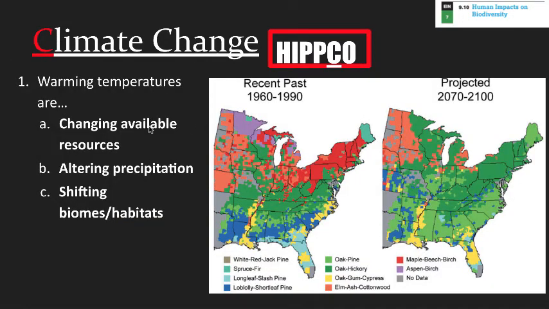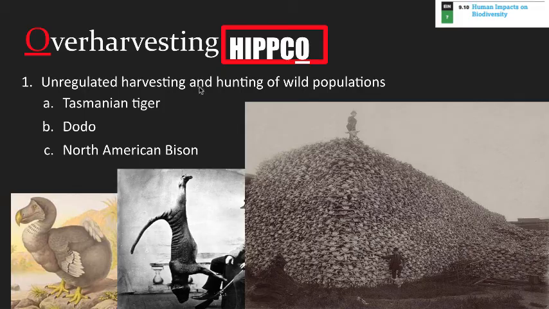The C is for climate change, obviously related to the last two with human population and pollution. We lead to warming temperatures that have the ability to shift biomes, alter habitats, change conditions that might be favorable for some organisms, but definitely not favorable for others. And in doing so, we have a significant impact on the survival of species on this planet.